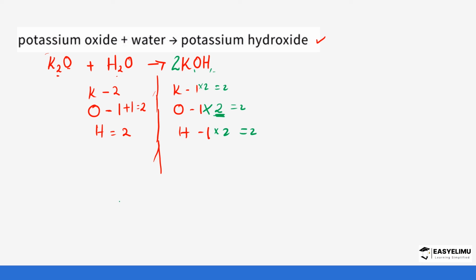So potassium oxide, which is a solid, reacts with water, which is a liquid, to form potassium hydroxide solution. It's usually a solution. We did this in Form 1 when we were talking about the reaction of metal oxides in water. So this is the final balanced equation.